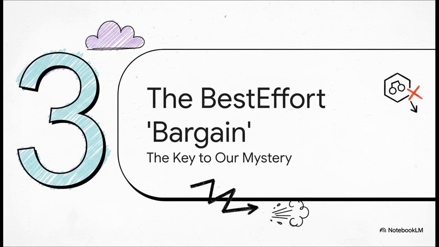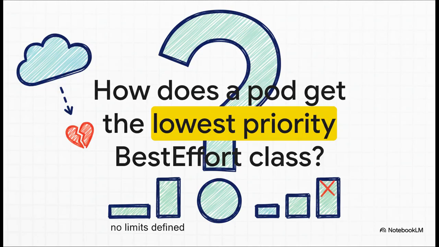This is Section 3, the best effort bargain. Because you know what? Understanding this class is the key to solving our whole missing pod mystery. So you might be wondering, how does my pod end up in this low priority, high risk group? Do you have to set some special flag? The answer? Well, it's actually way simpler than you'd think.